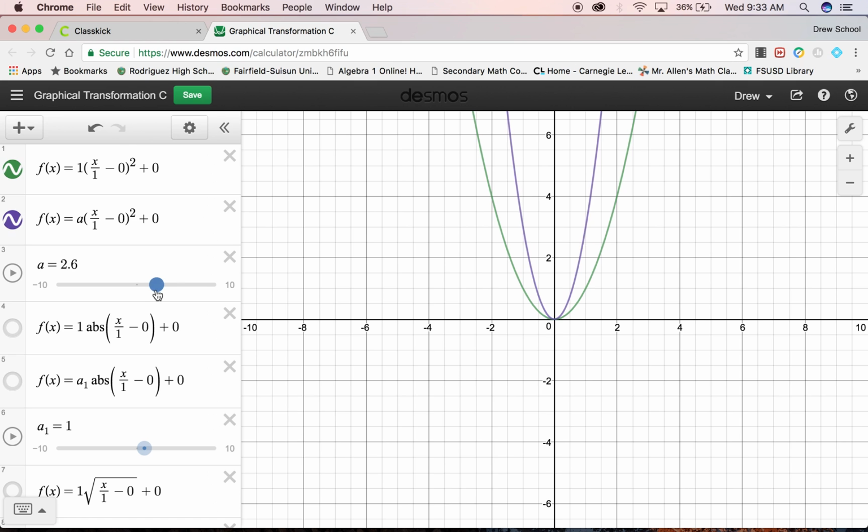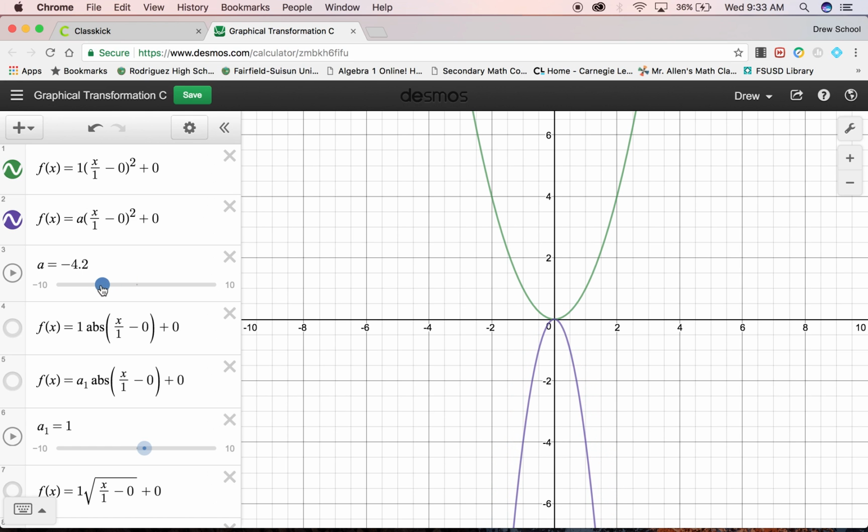When it's less than 1, notice how the graph is wider. So it's doing a vertical shrink. So when it's greater than 1, it's a vertical stretch. When it's in between 0 and 1, it's a vertical shrink. Look what happens when it's negative. When it's negative, it reflects over the x-axis.